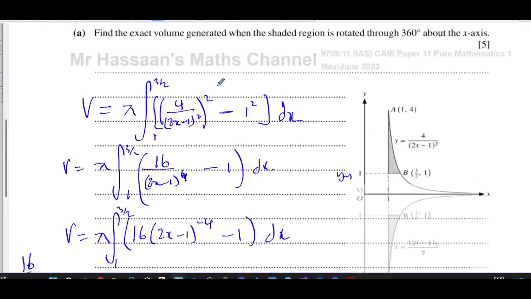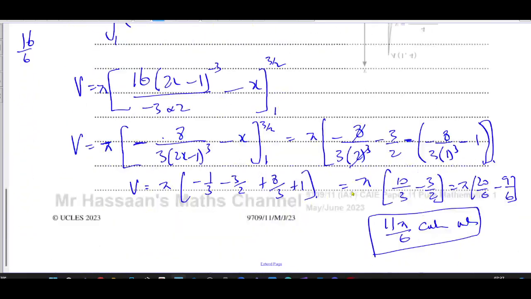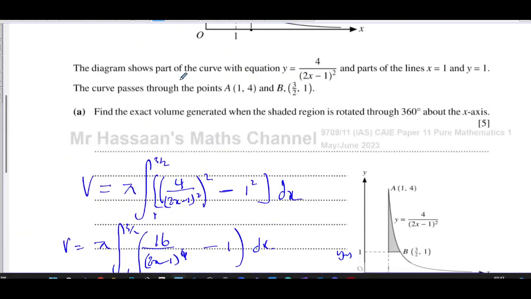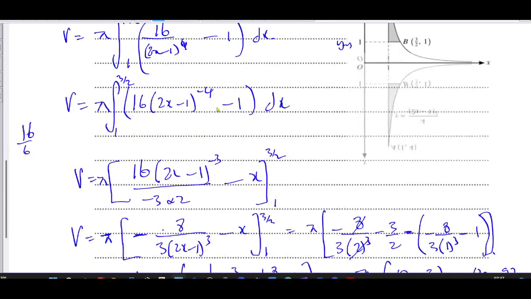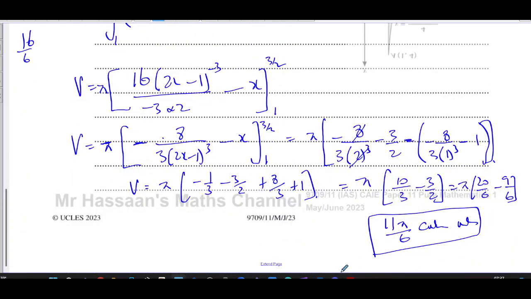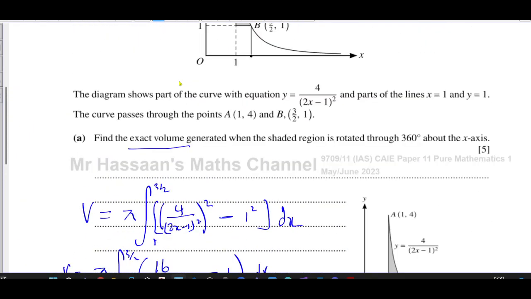Okay, I took up a bit too much space there, but that's the volume of revolution, and it tells us to find the exact volume. Okay, the exact volume. So that's why you work out the exact fraction, leave it in terms of pi, and that's the answer to this question.